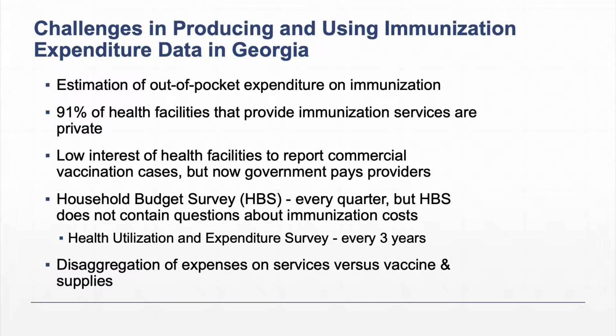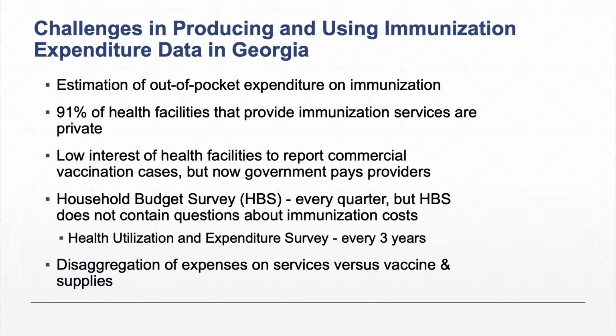From 2019, we are going to implement electronic health records at the primary health care level. EHR will be an additional source of information. It is also important to know that the health utilization and expenditure survey, which is provided every year with financial and technical support from WHO, the World Bank, and the Global Fund, is another source of information for estimating OP on immunization.